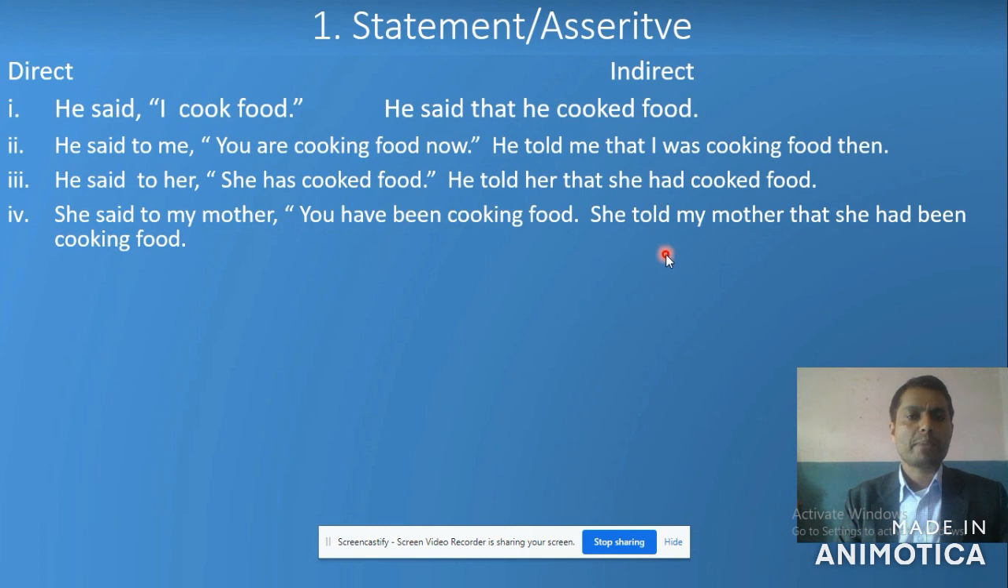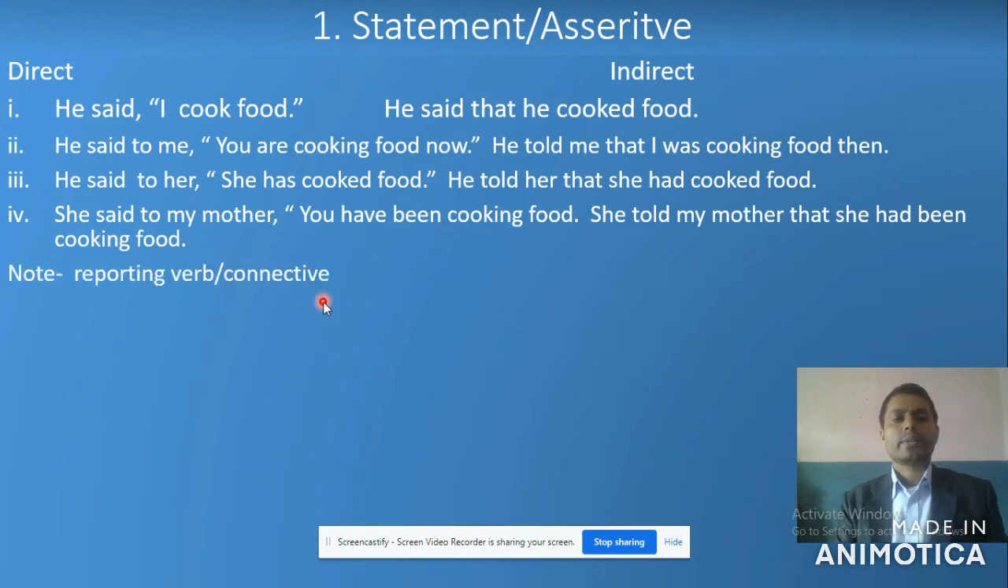She told my mother that, you, according to the object, is mother. So that we can replace by what? She is the pronoun of my mother. Yes, you can write here that she had been cooking food. Present perfect continuous tense into past perfect continuous tense. Got it? Now let's move to the next number.